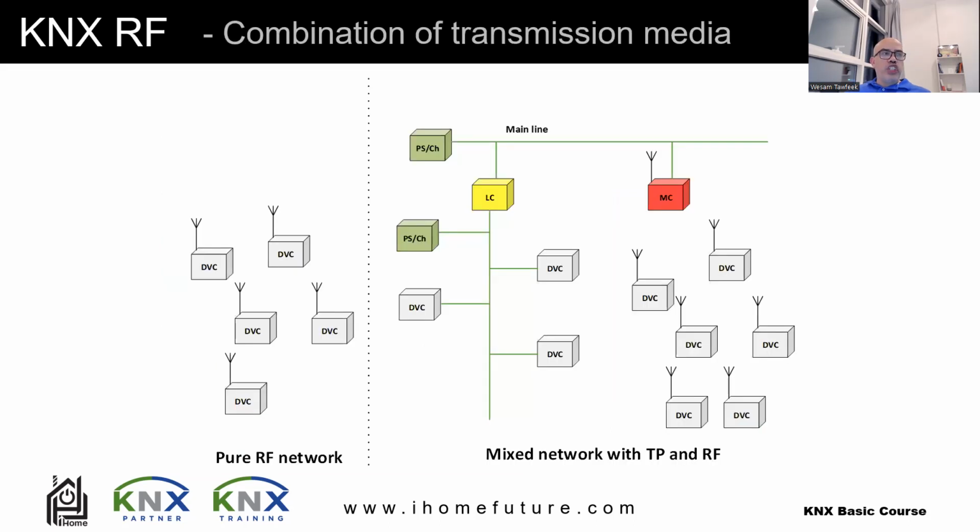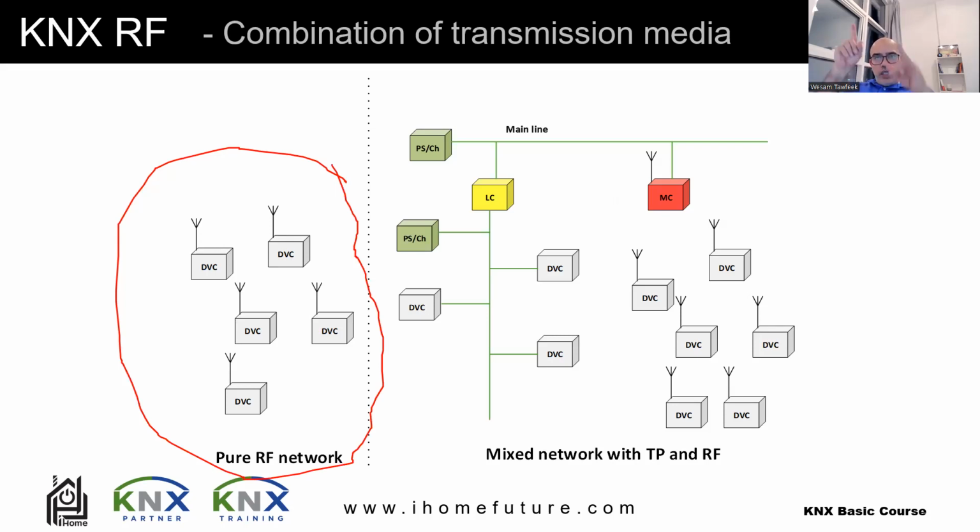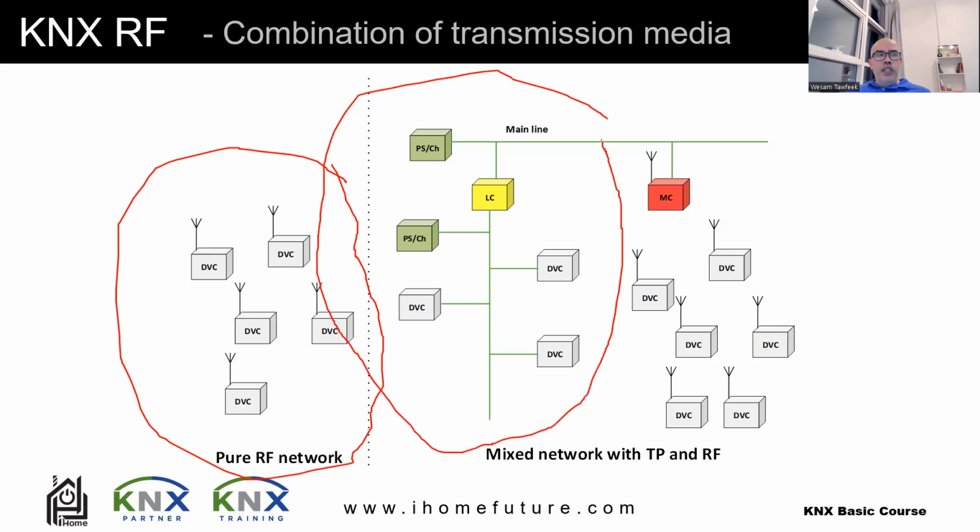The topology in here is very simple. I can have a project that's completely made by RF, a pure RF network. In this case, I have devices like actuators, mostly flush mount in the box itself, or sensors. Or I have a combination, a project with part made by twisted pair and the other part connected by RF. In this way, I connect the two domains together, the KNX installation using TP with the KNX installation using RF, using a media coupler.